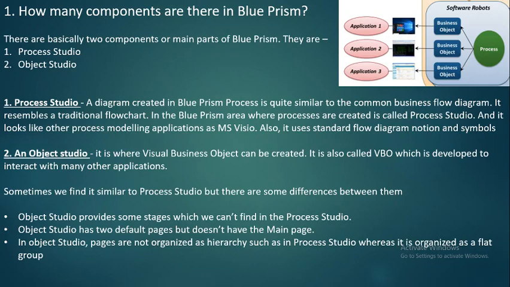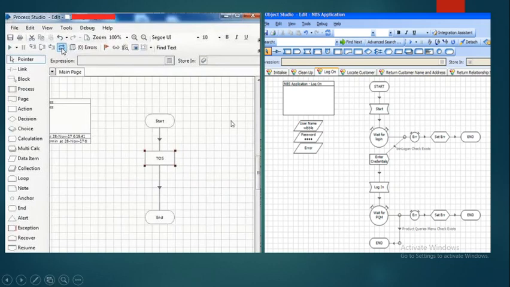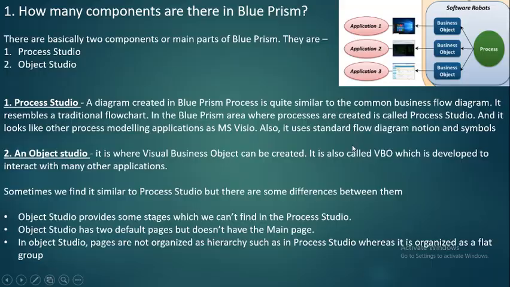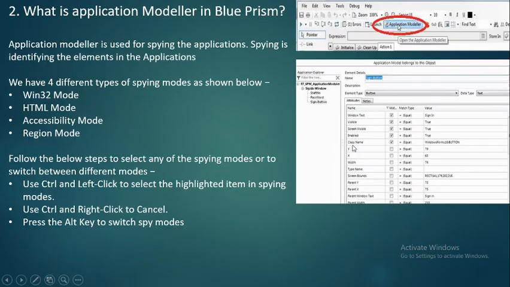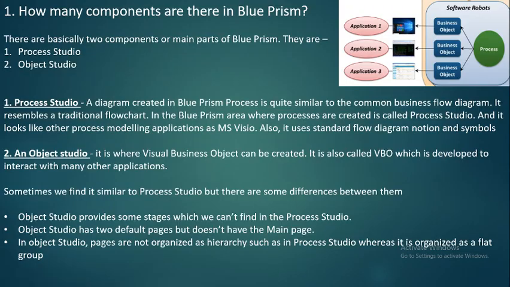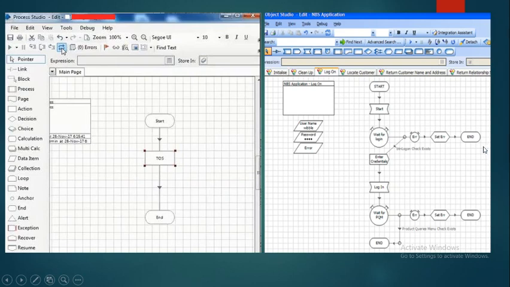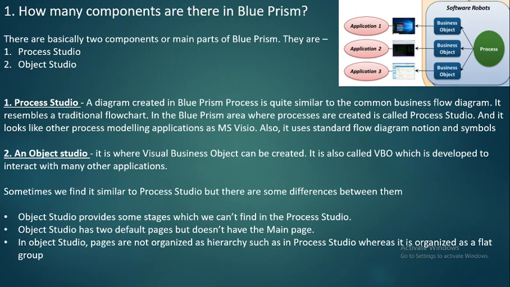So this you can see, as I already showed you just a moment before. This is where you will have to create a process. And it looks like the other process modeling application, MS Visio. Also it uses standard flow diagram notation and symbols. So you can see for the start we have taken this start symbol, and below the pointers there are so many other symbols. This is very basic, like any other flow diagram. This is where you will have to create a process before you create any object. So this is what is called the Process Studio.